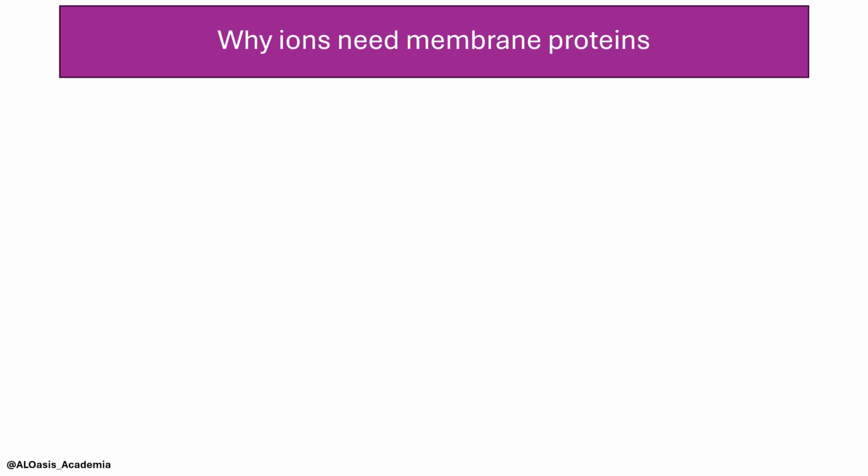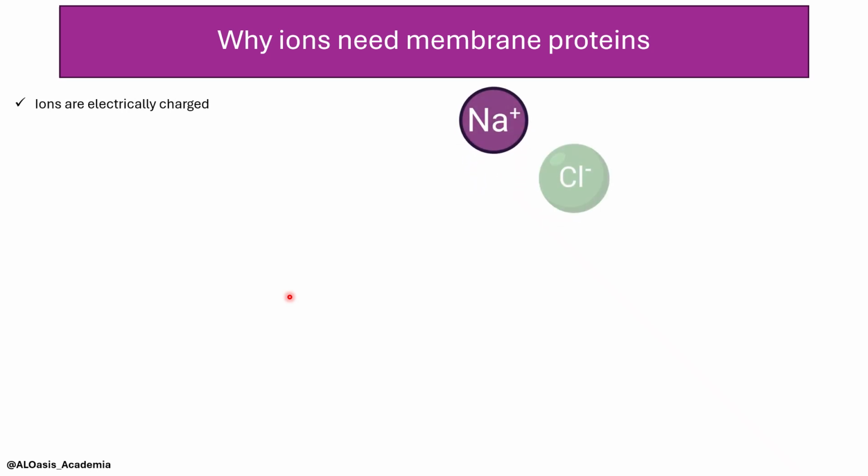So maybe now you're asking yourself, why can't ions move freely through the cell membrane? Why do they need these membrane proteins to move across the membrane, whether they are entering the cell or moving outside the cell? And the reason is that ions are electrically charged. As we can see here, these are just a few examples for understanding. Sodium and potassium are positively charged. Chloride ions are negatively charged.